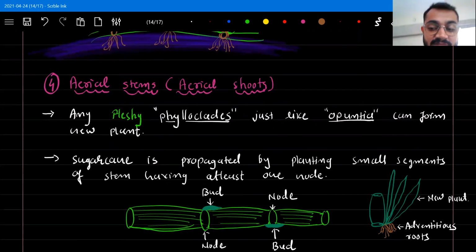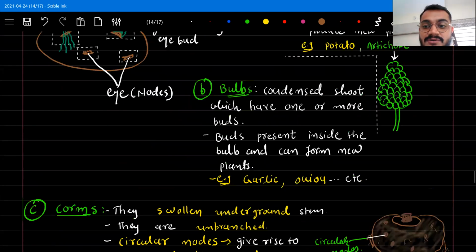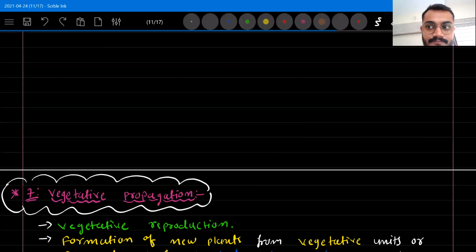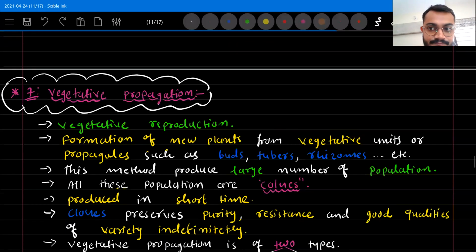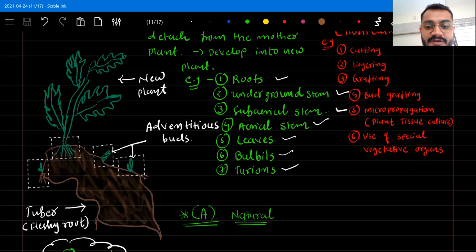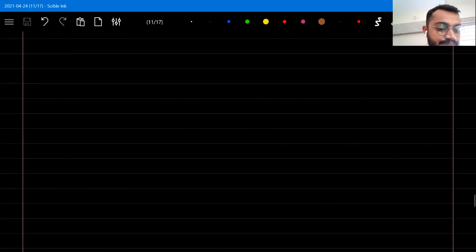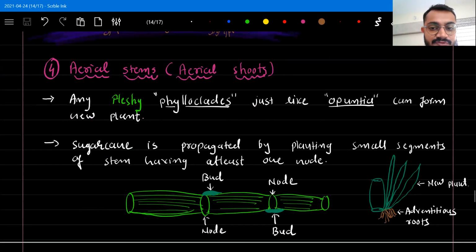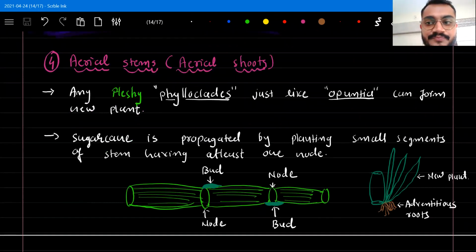Now the fourth one, the aerial stem. Let's take a look at the aerial stem. So far, roots we discussed, underground stem we discussed, subaerial stem we discussed, and we have reached the aerial stem. Now we'll discuss the aerial stem, and then we'll discuss the leaves, bulbils, and the turions. So the fourth in our list is the aerial stems, also called aerial shoots.